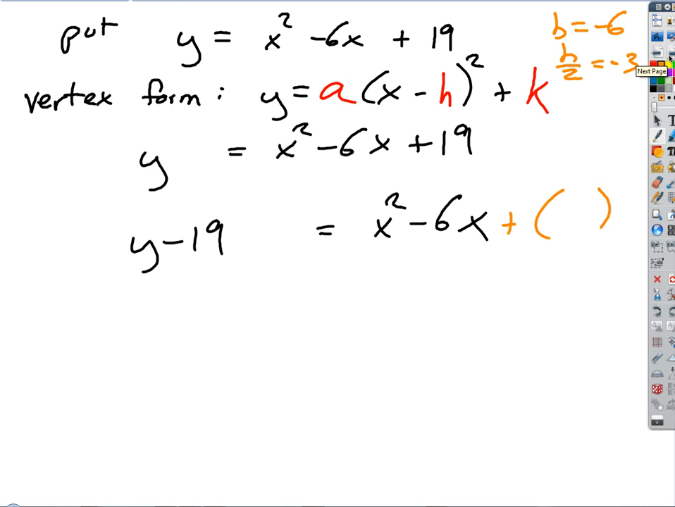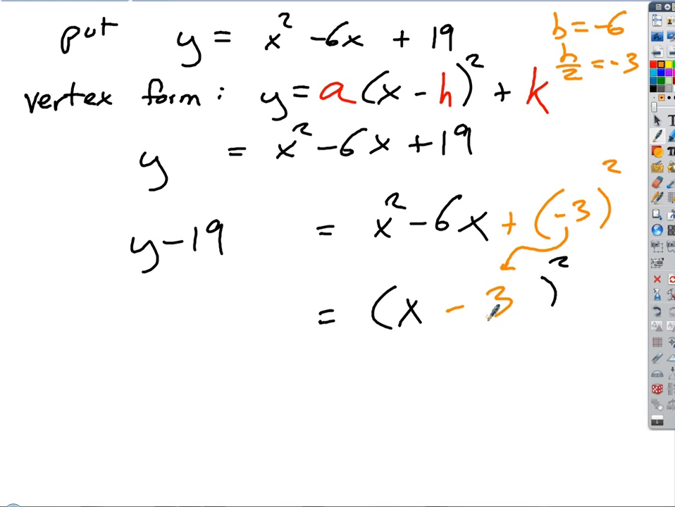So b over 2 would be negative 3 squared. And the reason I would write it that way instead of as a 9 is because then on the right side, it's easy to factor that into the perfect square. It's just going to be x plus whatever that number is, quantity squared, right?